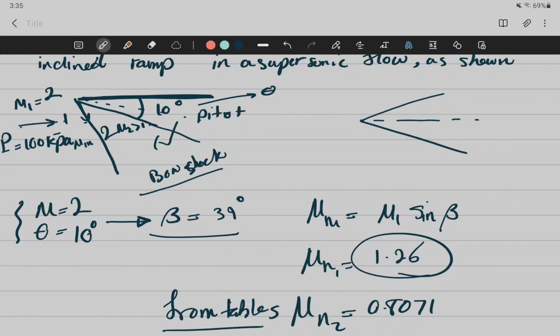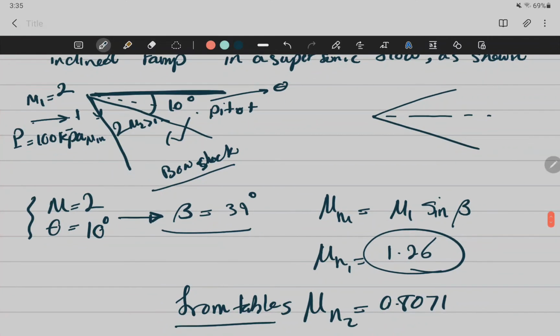I was wondering if pitot tubes are actually pointed like that. On supersonic flows, yes, they are pointed like this, and they have to be normal to the flow. Yeah, it has to be normal.